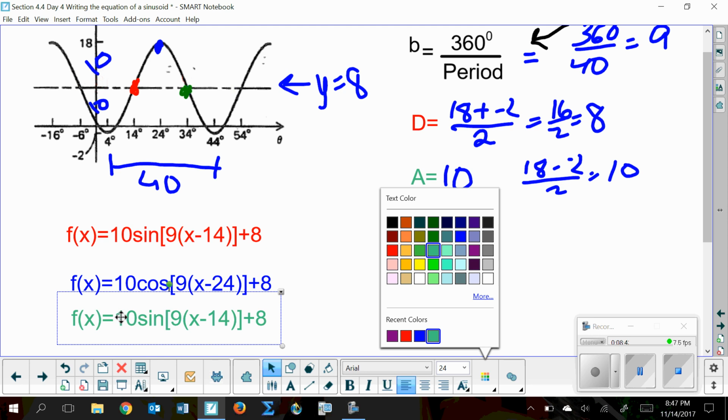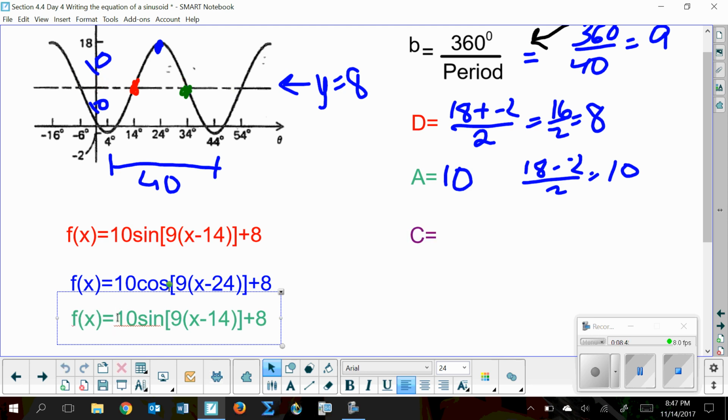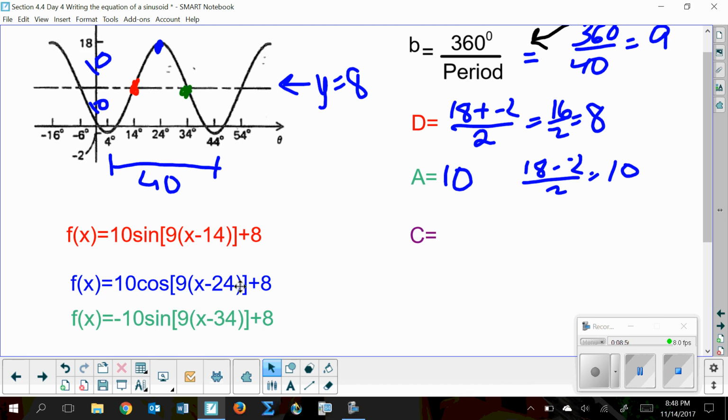And here's what happens. Since I'm starting at that green dot, and it's going down first, that's going to be a -10 sine, and then it also got shifted to the right 3π/4. So hopefully you're seeing that no matter how I write the equation, my d value is the same, my b value here is the same, my a value is the same, it just might change positive or negative, and then the words sine or cosine change, and the numbers for the C value change.